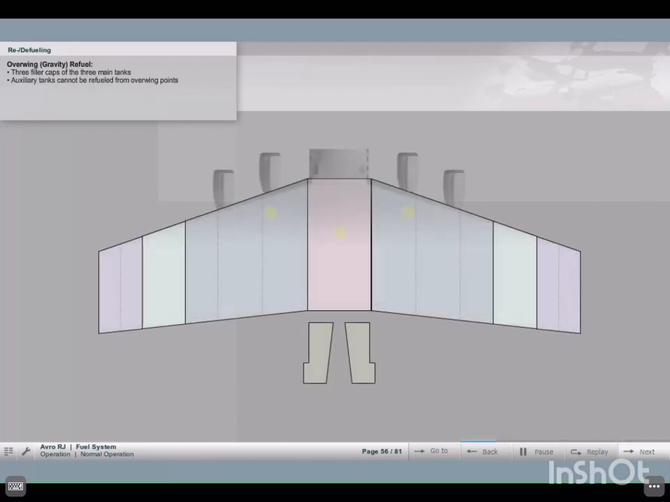Over-wing gravity refuel. There are 3 filler caps for over-wing refueling of the 3 main tanks. The auxiliary tanks cannot be refueled from the over-wing points.